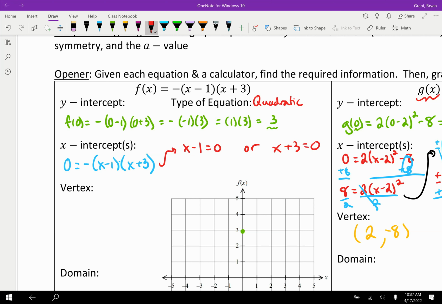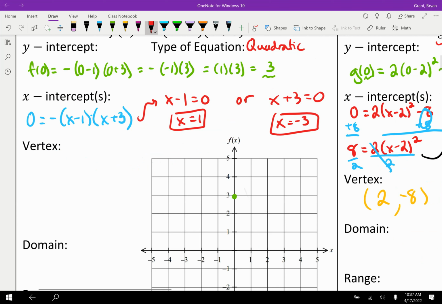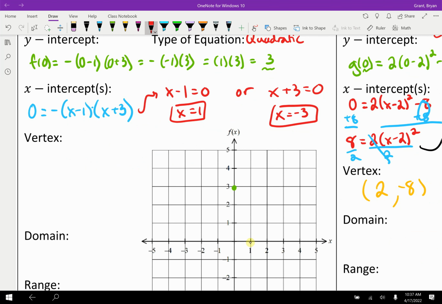We take our 2 factors, and then hopefully we can do some mental math, right? We undo subtracting 1 by adding, so we get positive 1, and we subtract 3 from both sides to end up with negative 3. Let's get these on here. We have positive 1 and negative 3.